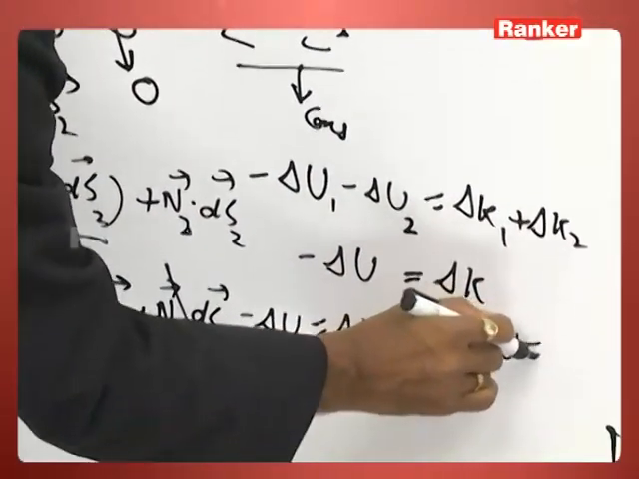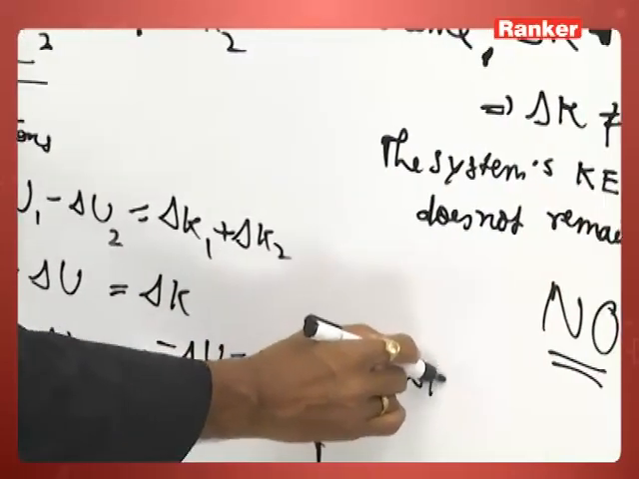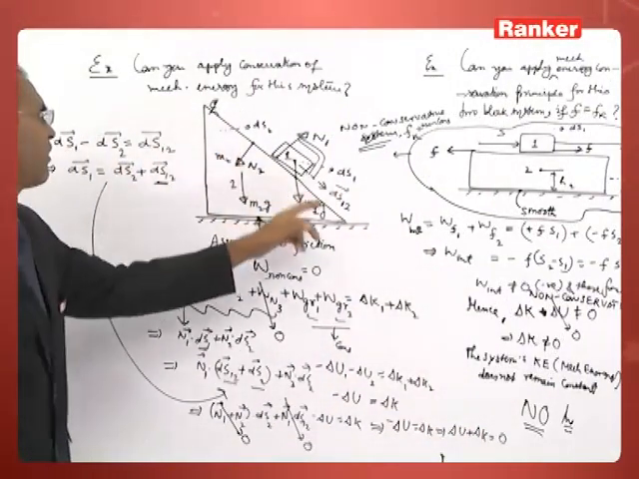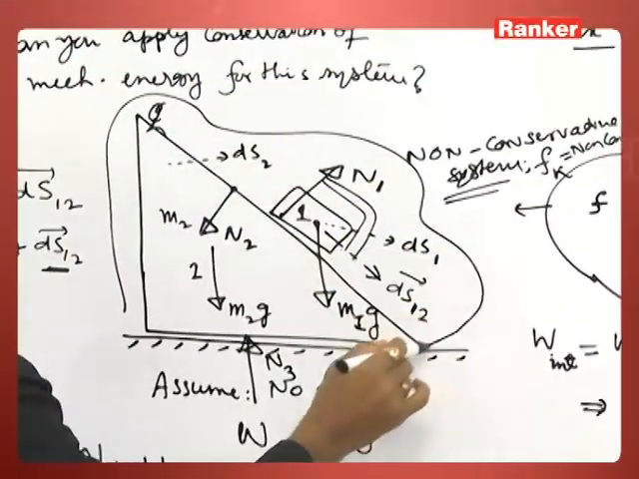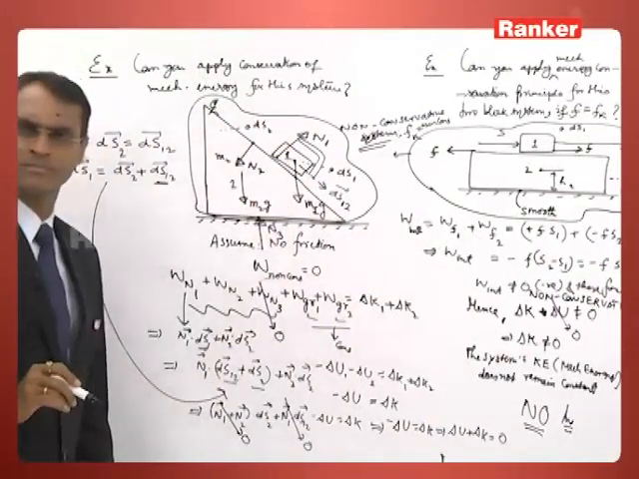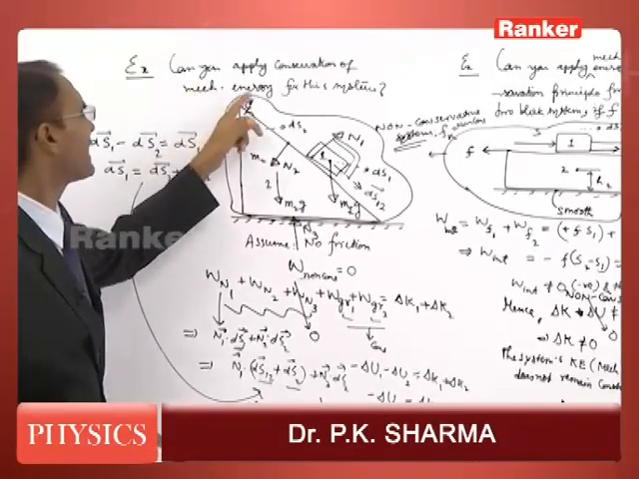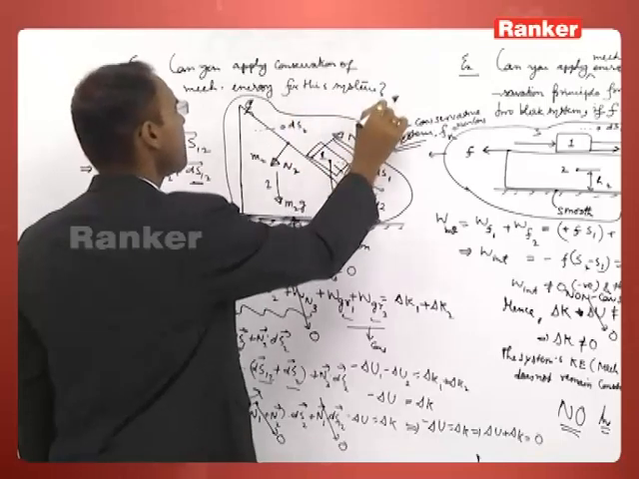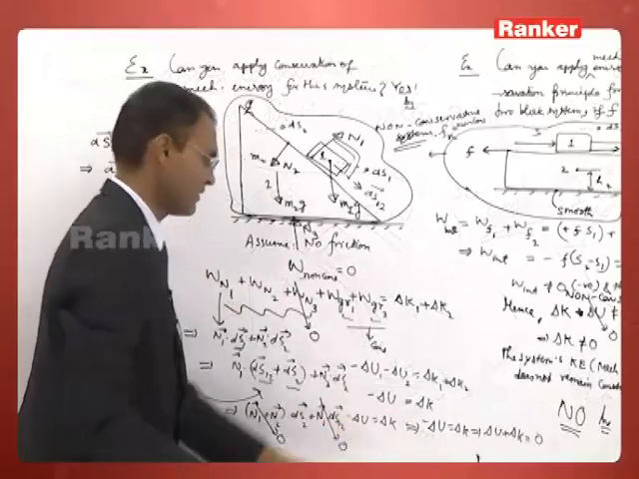In this way, I can prove that minus del U equal to del K, or we can just write del U plus del K is equal to 0. This means that we can conserve mechanical energy for this system of the block and the wedge. For this wedge-block system, we can conserve the mechanical energy. Can you apply the conservation of mechanical energy for the system? Oh yes. This is the answer. Yes.